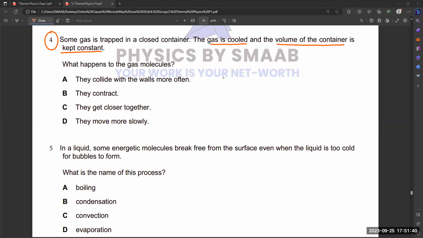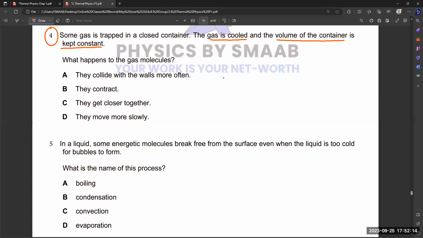So basically, when you cool down the gas and the volume of the gas remains constant, there are two possibilities from the question. One is C, they get closer together, and the second is D, they move more slowly. So what do you suggest? I'll go with D. Okay, D. So D will be the right choice.